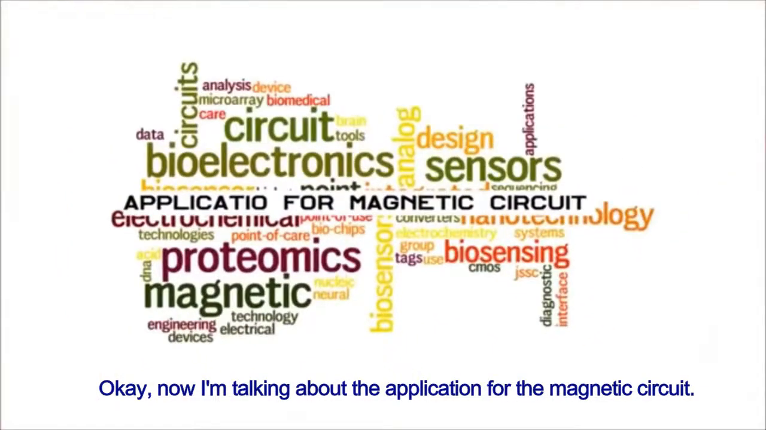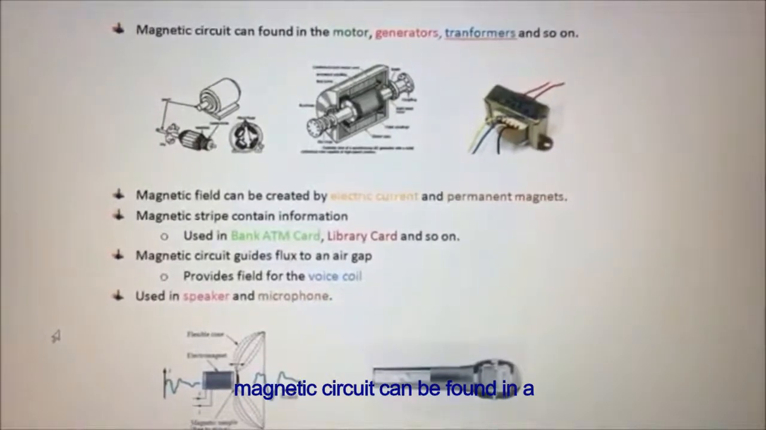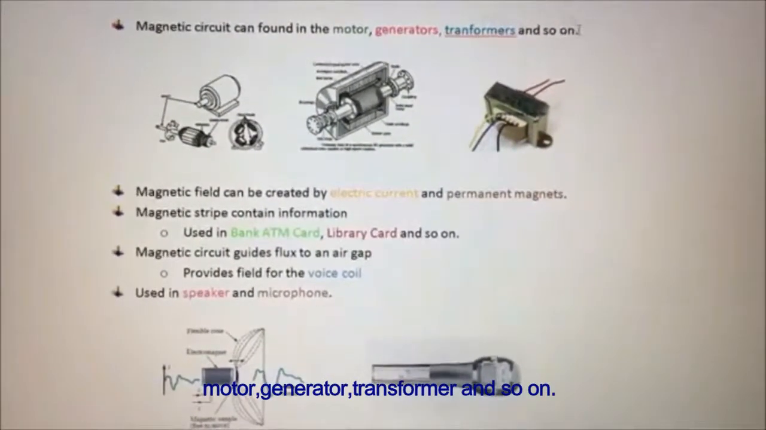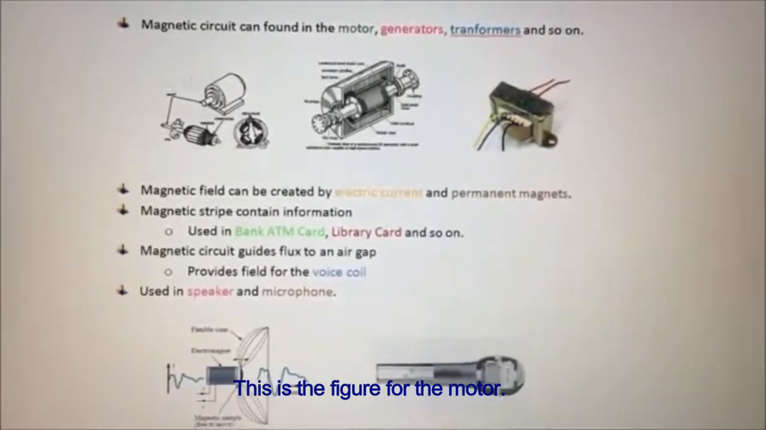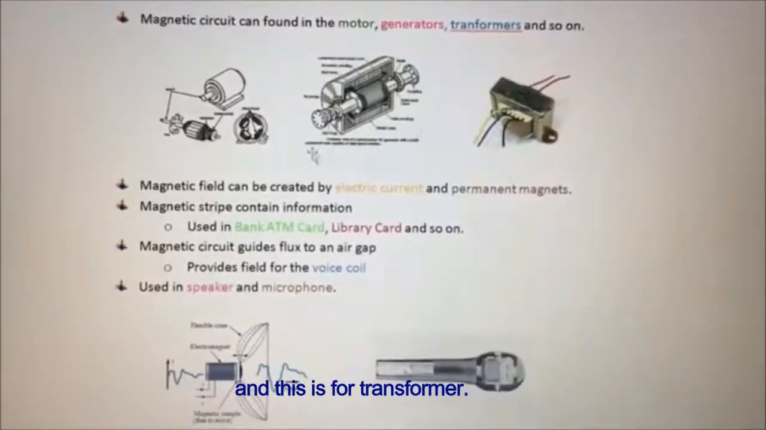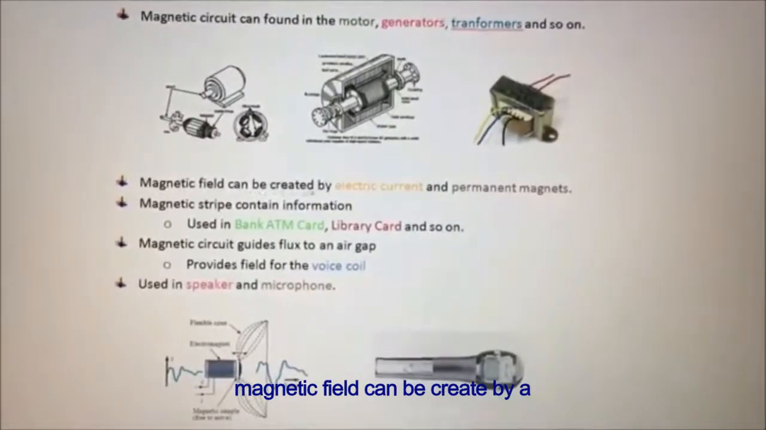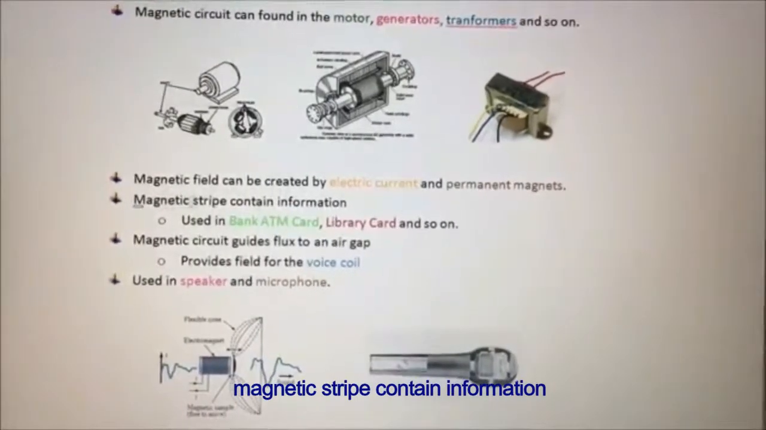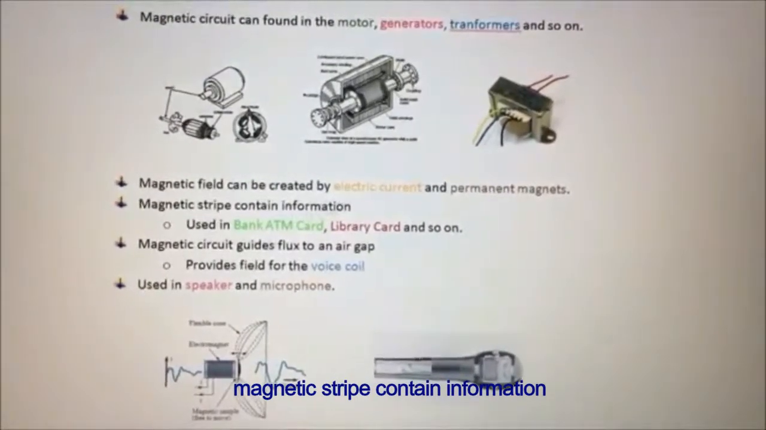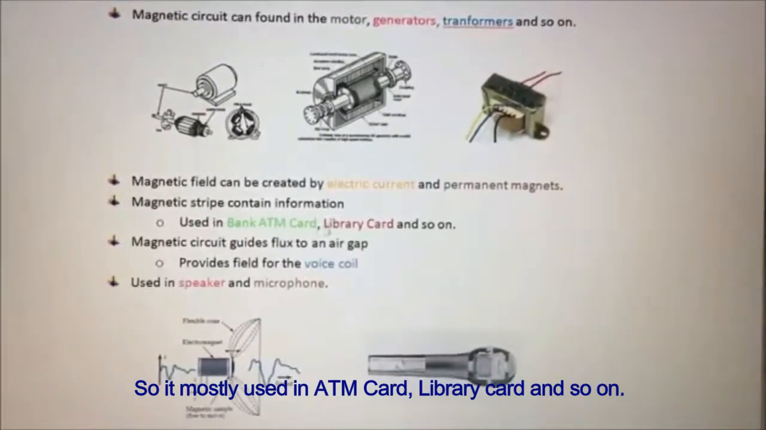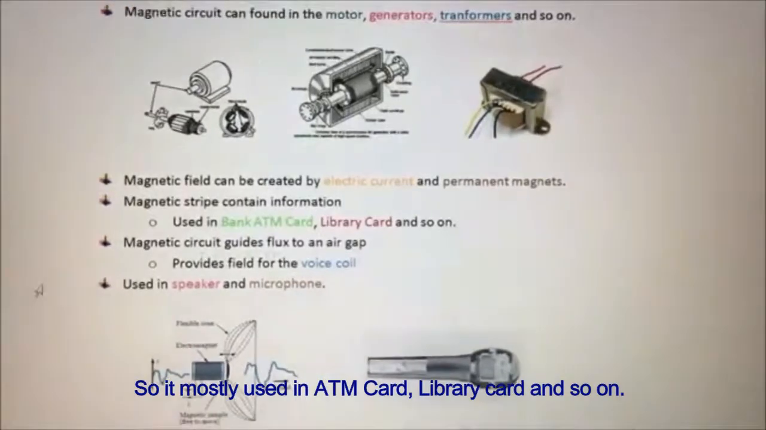Okay, now I'm talking about the applications for the magnetic circuit. Magnetic circuits can be found in a motor, generator, transformer, and so on. This is a figure for the motor, and this is for generator, and this is for transformer. Magnetic fields can be created by electric currents and permanent magnets. Magnetic strips contain information, so they are mostly used in ATM cards, library cards, and so on.